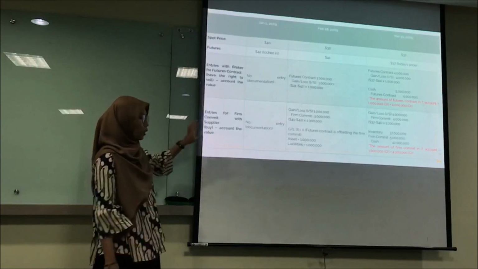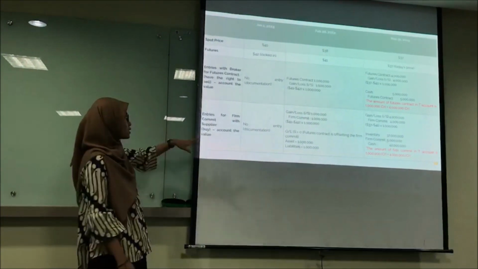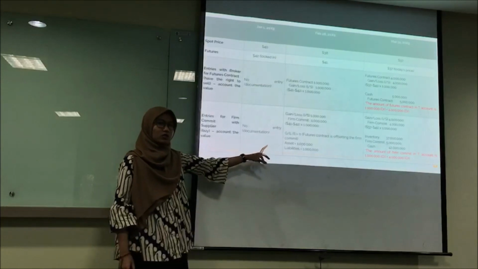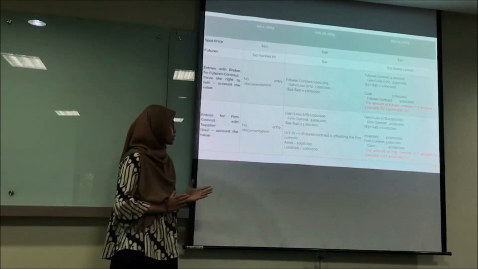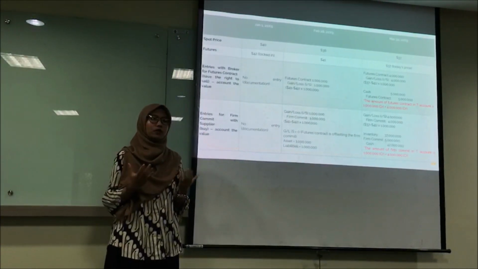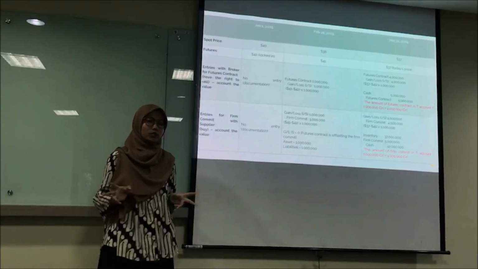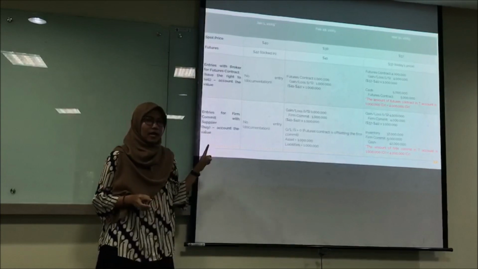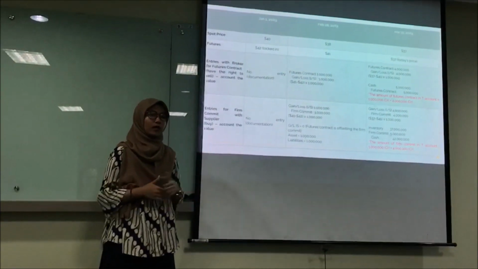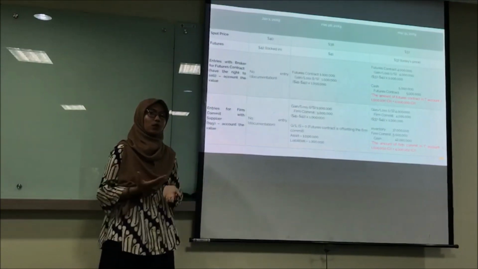And in the firm commitment, when the price goes down, you recognize a loss, because when you have a firm commitment, it means you should buy the cotton at the price of 42, the price that we locked in, while people in the market buy the cotton at the price of 41.